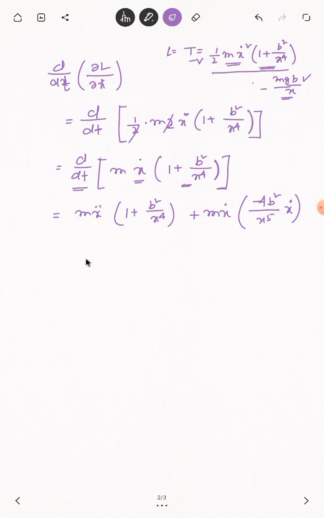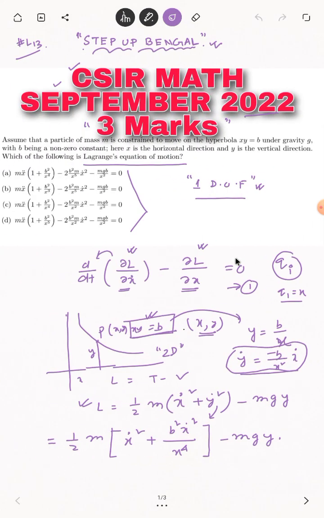So finally we have arrived up to this. In a simple manner we can write this: 1 plus b square by x to the power 4, minus mx dot square, minus sign because this minus and plus minus, mx dot square into 4 into b square by x to the power 5. So we have written up to this. Take a look at the fact that this portion is done.